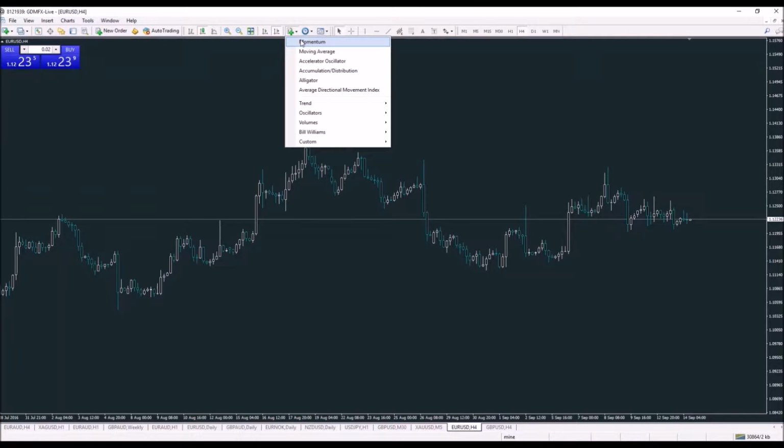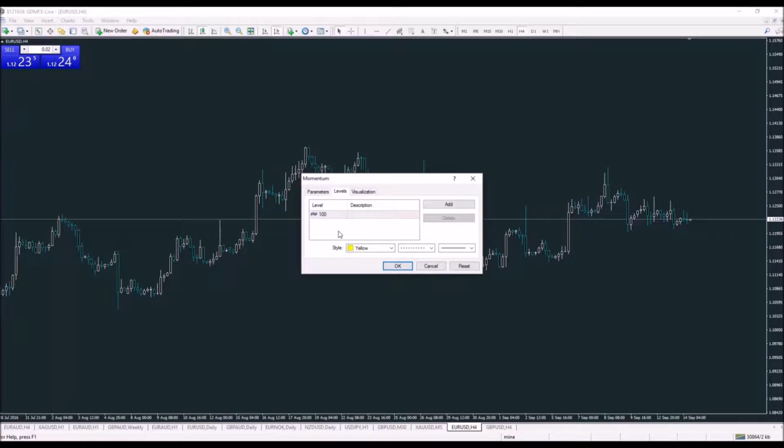But before we actually move forward, let's take a look at the indicator itself, or the oscillator. First of all, as default settings, let's just reset them to see how it looks when you first open it up. There are no levels whatsoever in here, so basically this is what you're going to see when you open it up.